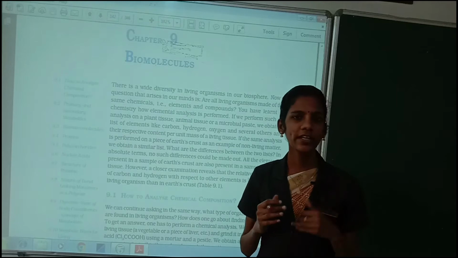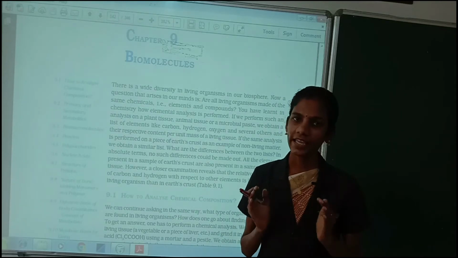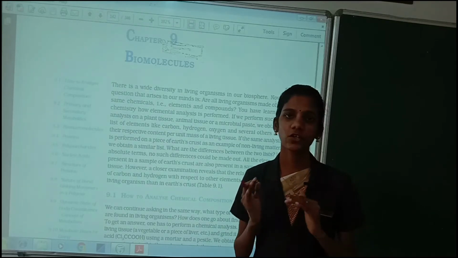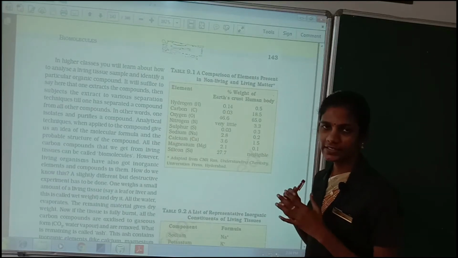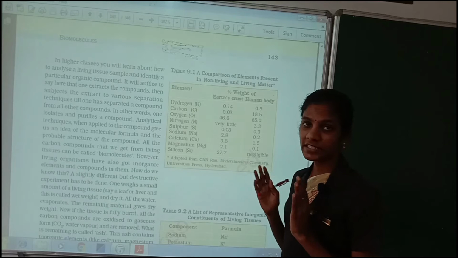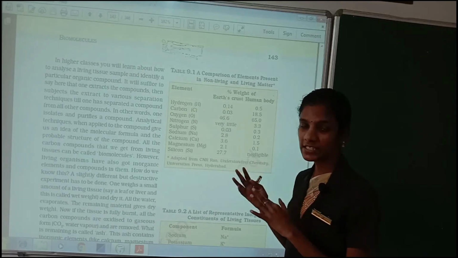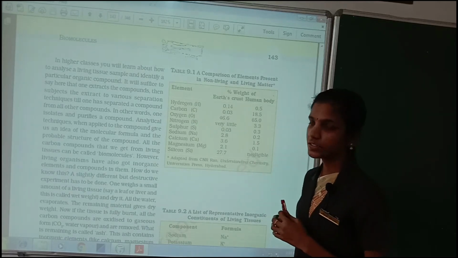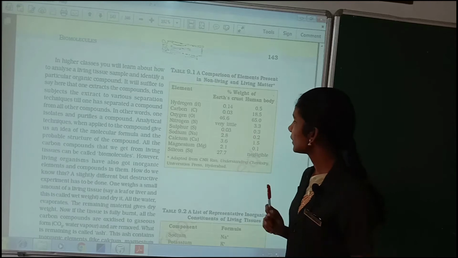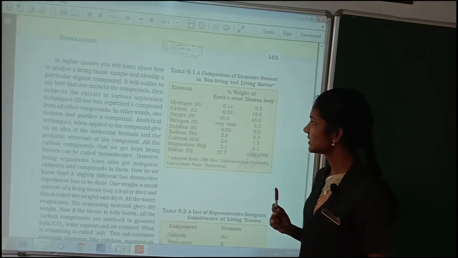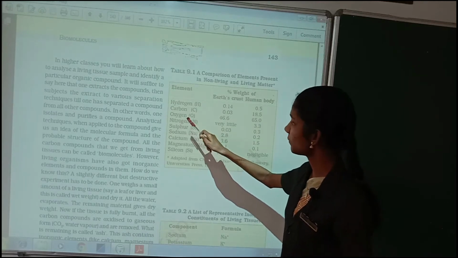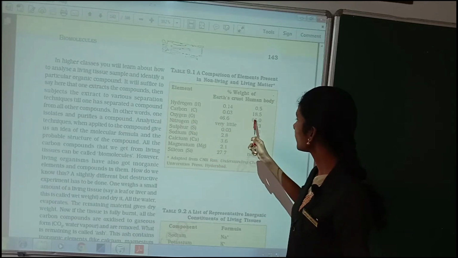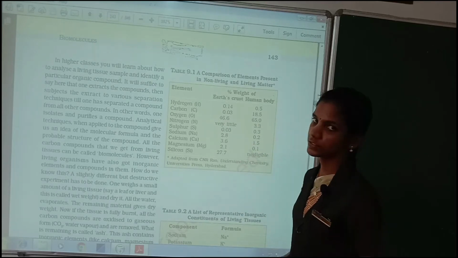Now let's make a small comparative study on the elements which are present in living as well as non-living matter. You can see a table on the board, isn't it? In this table, various elements present in living as well as non-living matter are given. When we analyze this table, we will understand one thing, that basic elements like hydrogen, carbon, oxygen and nitrogen will be high in the human body when compared to the earth crust.